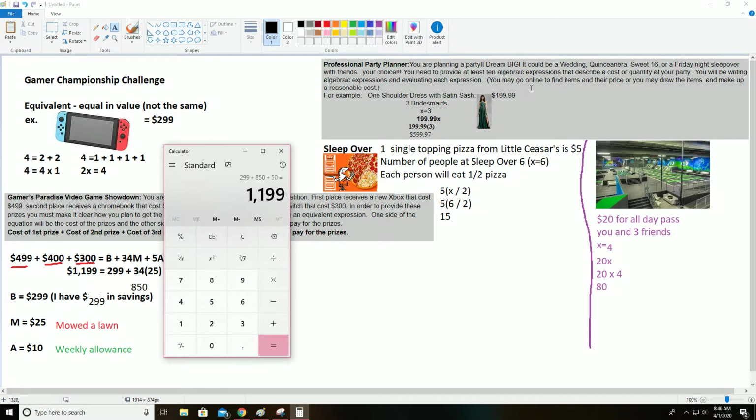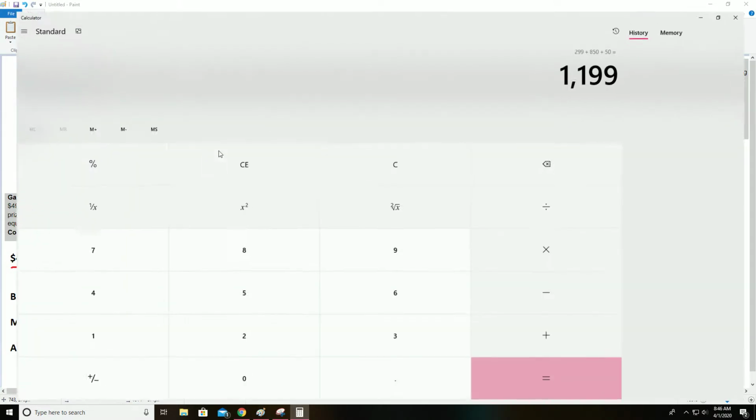It says you may go online to find items and their price, or may draw the items and make up a reasonable cost. I went online. I thought that would be easier and make it more realistic. I'm not having a quinceañera. I'm having a sleepover, and then I'm having a fun day at Defy. So here were my two examples for this problem.